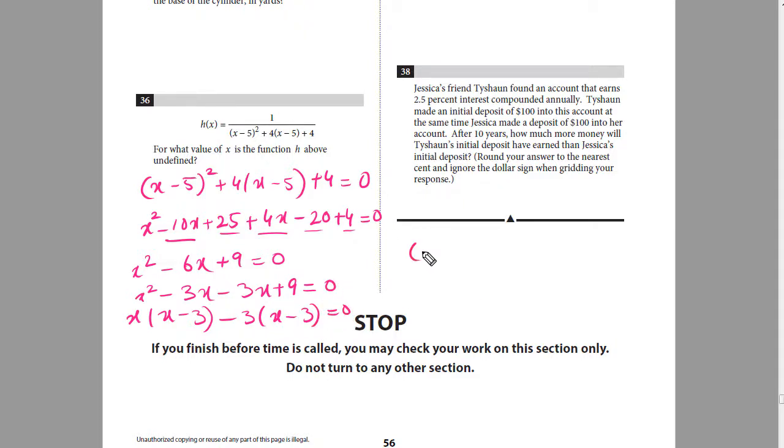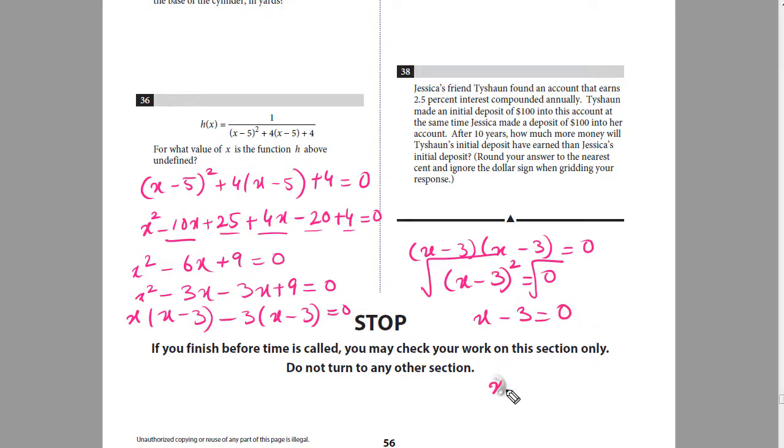Now x minus 3 times x minus 3 is equal to 0, so I'll say that x minus 3 whole squared is equal to 0. Now I'll take the square root on both sides, and x minus 3 will become equal to 0. So x will be equal to 3. So for x equal to 3, this function is undefined. So the value of x is 3.